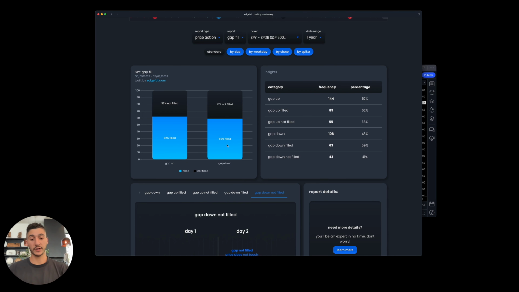So as an options trader, the way that you use this is you say, now I can have a bias targeting that gap fill. So if there's a gap down, you have a bullish bias targeting that gap fill. If there's a gap up, you can have a bearish bias targeting that gap fill.